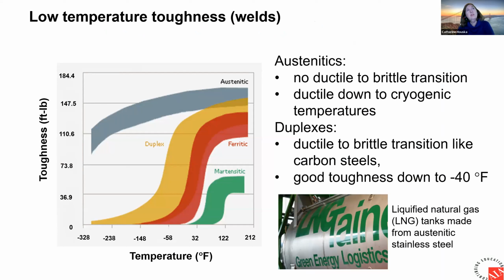This shows the toughness of welds, but generally shows why austenitic stainless steels can be used down to cryogenic temperatures. The duplex stainless steels are a bit better than carbon and alloy steels, but nowhere close to the austenitics at very low temperatures. It's part of why austenitic stainless steels are what is used for LNG tanks, among other applications.